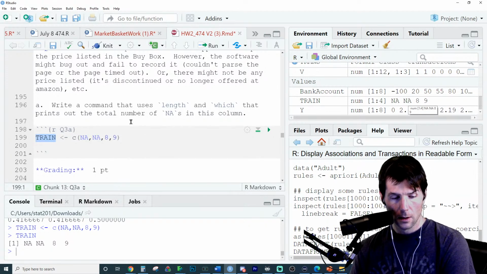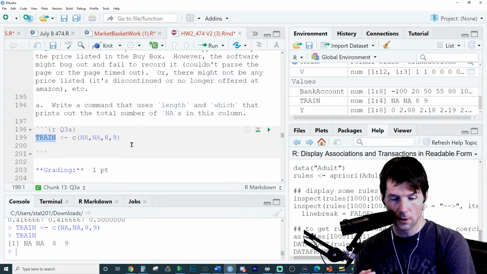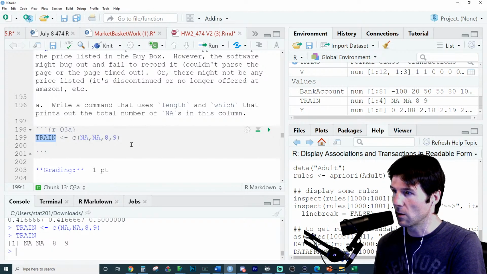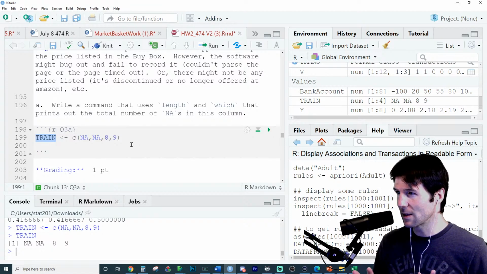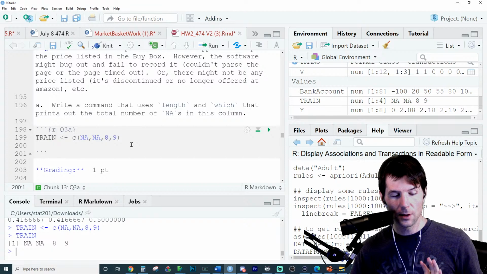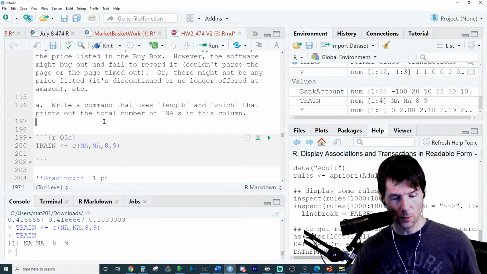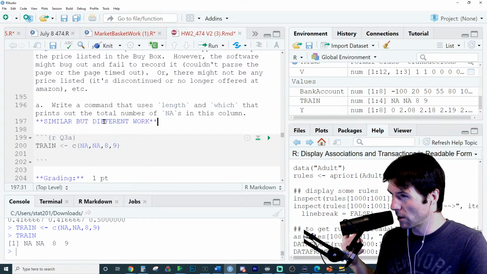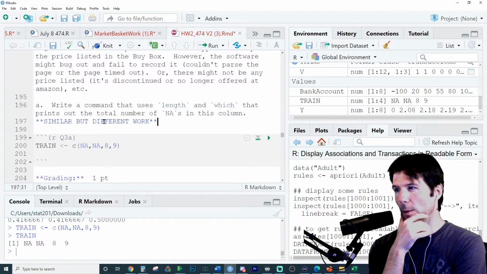So if we want to figure out the total number of missingness in vectors, there's actually quick ways to do it. And I'm going to give some hints to this. I don't want to solve the whole thing. I'm going to give some hints. I'm going to find out instead, and let's put up here a note once again. Similar but different work. I try not to give away all the answers.